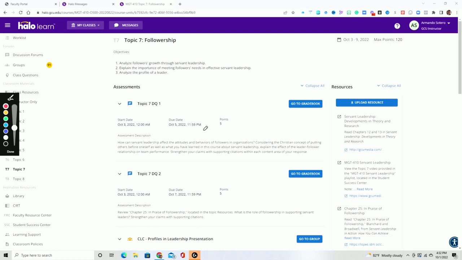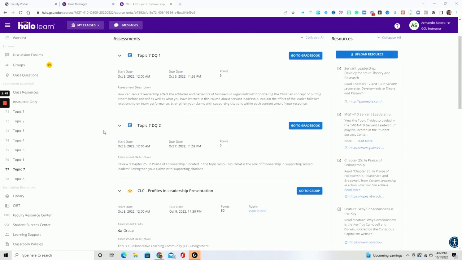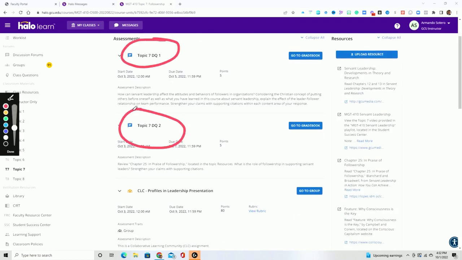Remember, you can't lead unless you have followers. And then we're going to analyze the profile of a leader. And this is the CLC assignment that each of you are working on individually, but one person will submit on behalf of the team. So as always, you've got your 2 mandatory discussion questions.